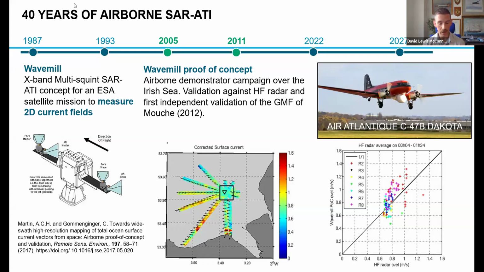So Liverpool Bay in the Irish Sea back then was home to the Coastal Observatory, where a bunch of near permanent observing systems were in operation, including an HF radar looking over the sea there, and some in situ buoys. So this demonstrator campaign demonstrated the first 2D surface current vectors mapped from a single pass.